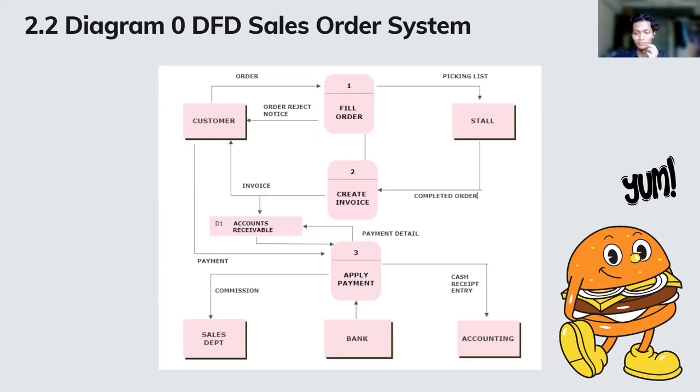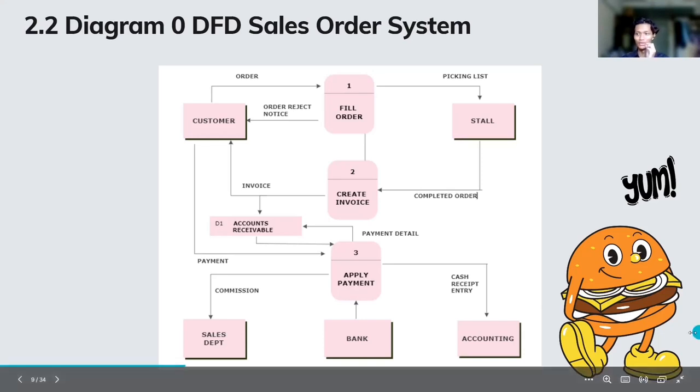Actually, this diagram is exploded to reveal 3 processes, which are fill order, create invoice, and also apply payment. It has 2 additional data flows, which are invoice detail and payment detail, and 1 data store, which is account receivable. So I will explain a little bit about fill order.